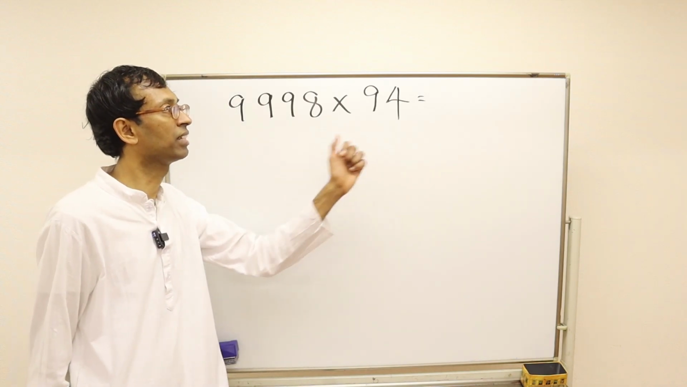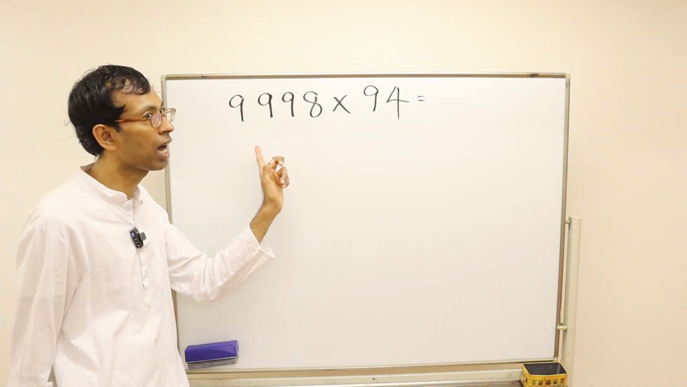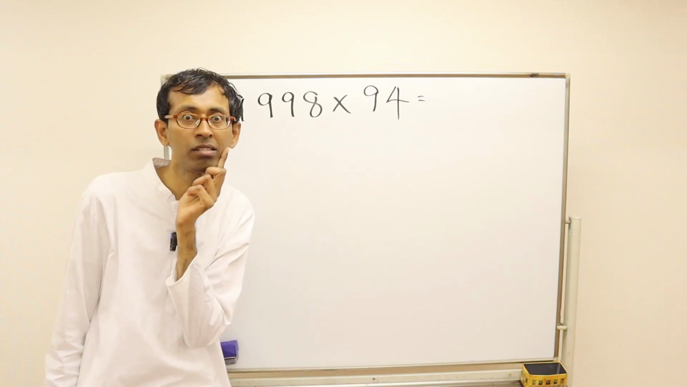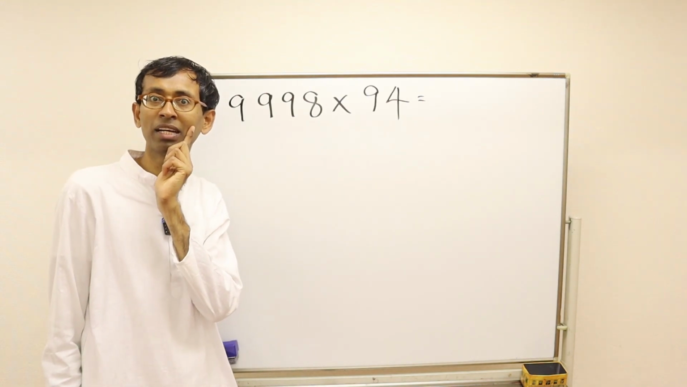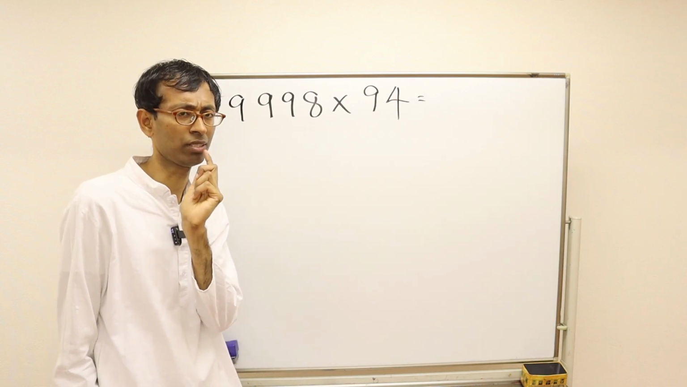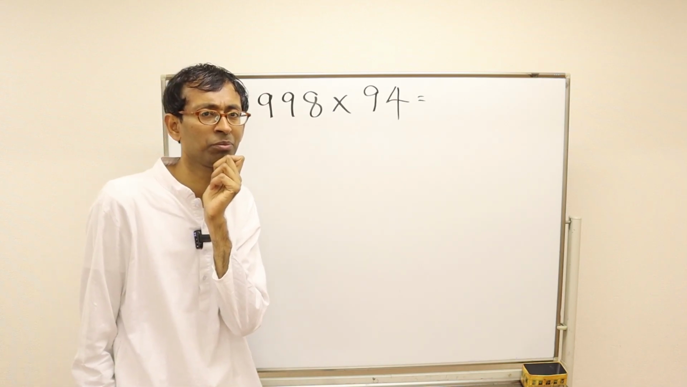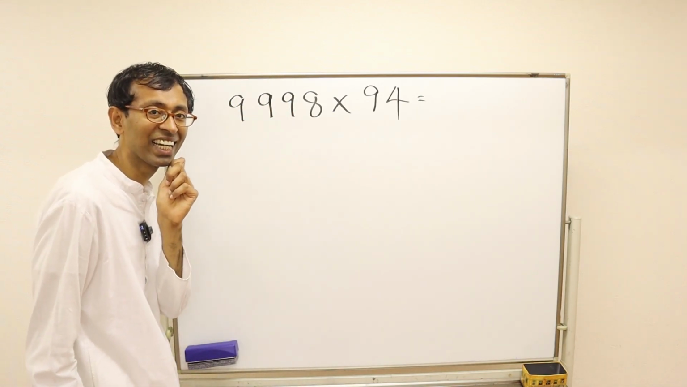Suppose you have numbers like this. This one is close to 10,000 and this one is close to 100. How to multiply these two? You can pause the video and think about it. Don't do this yet. Did you get the idea?